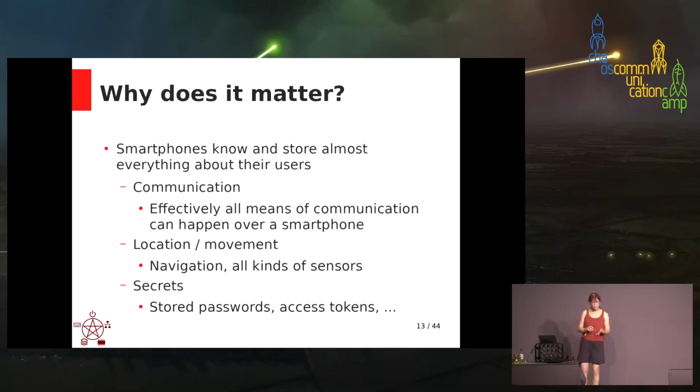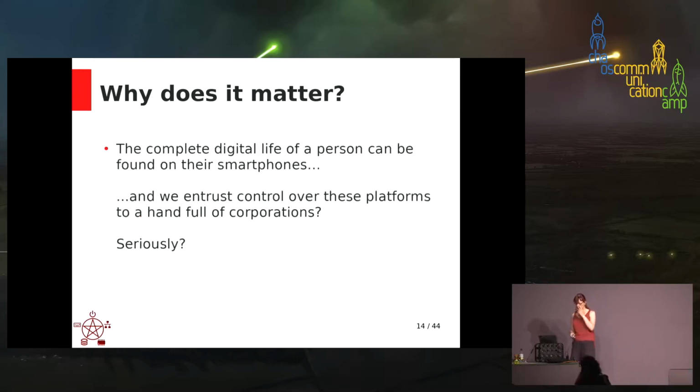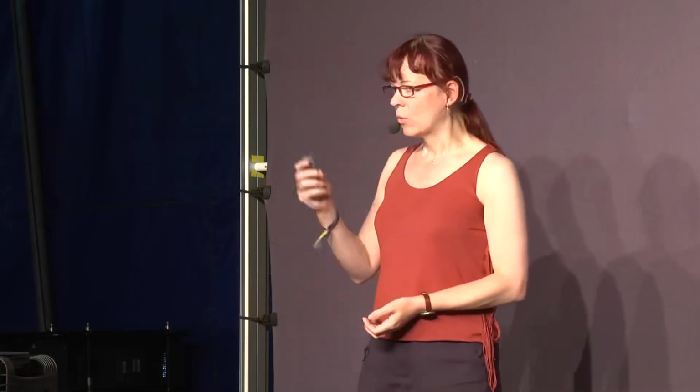Communication, all means of communication, text, emails, voice calls, encrypted or not encrypted. Of course, also location, movement, everything. Secrets we store on our smartphones, like passwords or access tokens to almost everything, our bank accounts. So this is exactly why it matters to create something that we own, that we control, and like Paul said, that we are sovereign over. Because this is our digital life that is controlled by these devices. And we entrust these to just a handful of companies. That's critical.